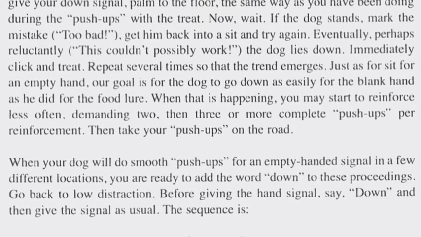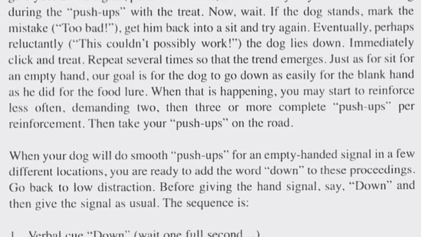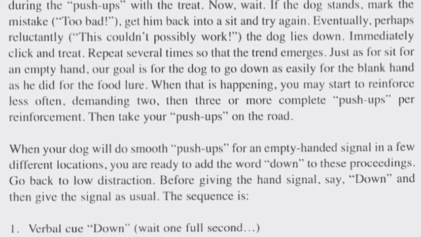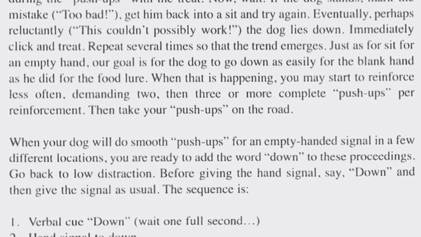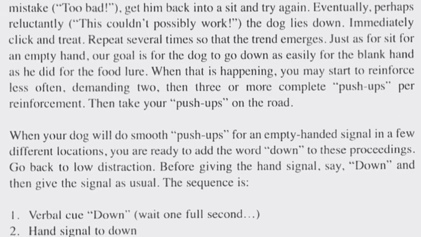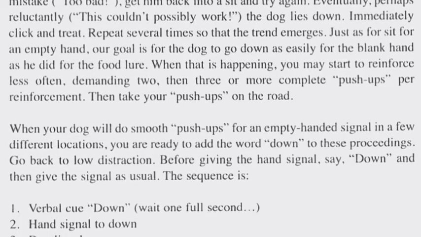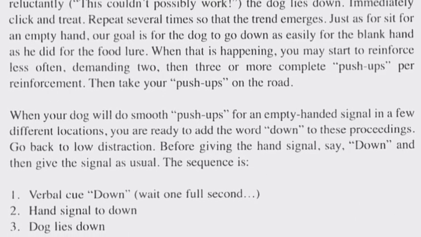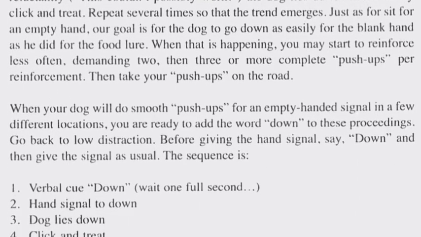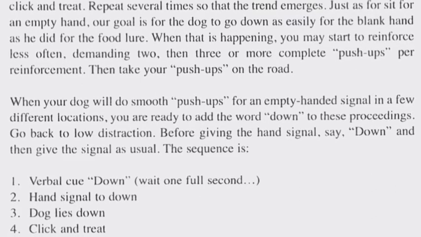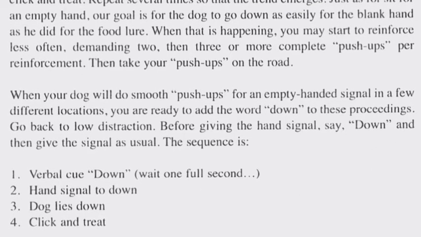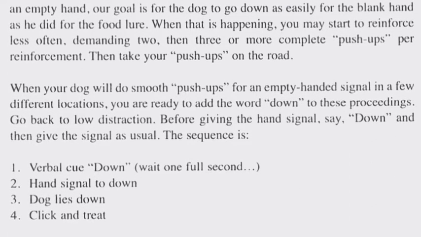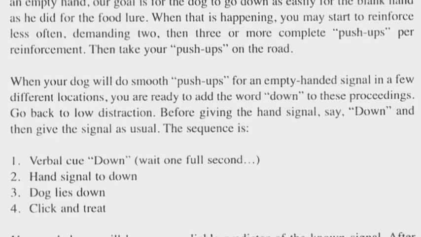Just as for sit for an empty hand, our goal is for the dog to go down as easily for the blank hand as he did for the food lure. When that is happening, you may start to reinforce less often, demanding 2, then 3 or more complete push-ups per reinforcement. Then take your push-ups on the road. When your dog will do smooth push-ups for an empty-handed signal in a few different locations, you are ready to add the word down to these proceedings.